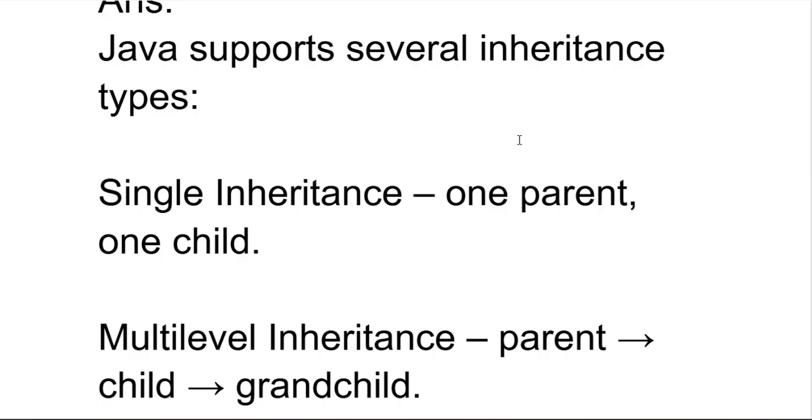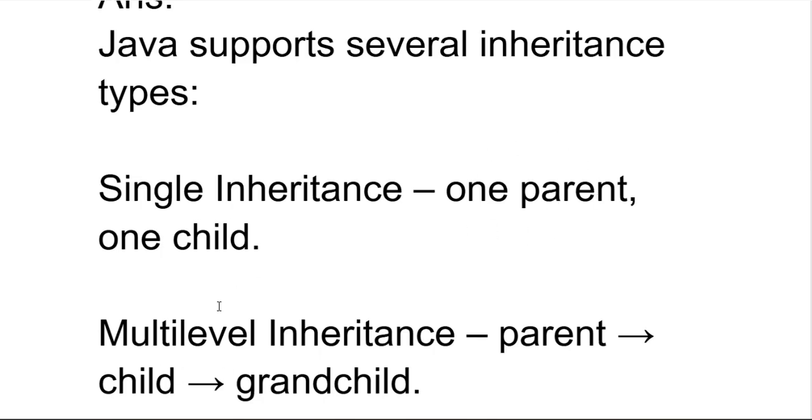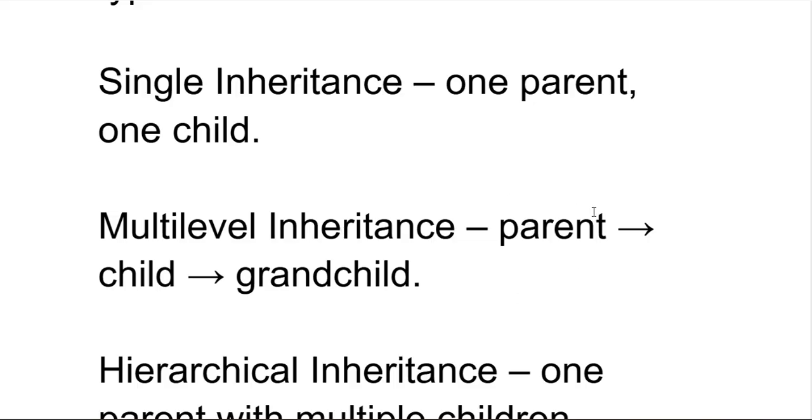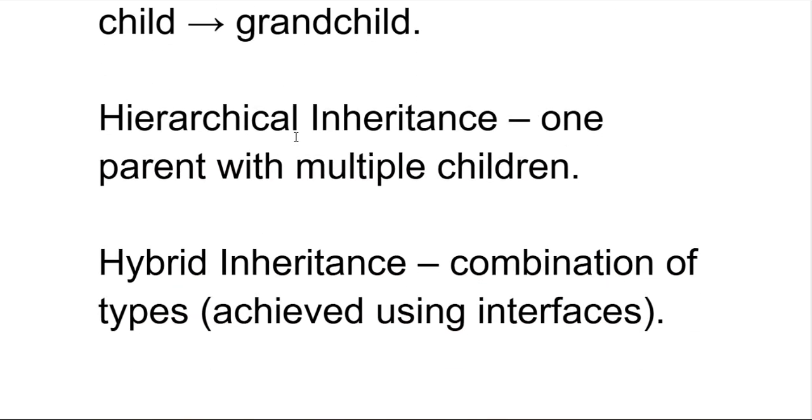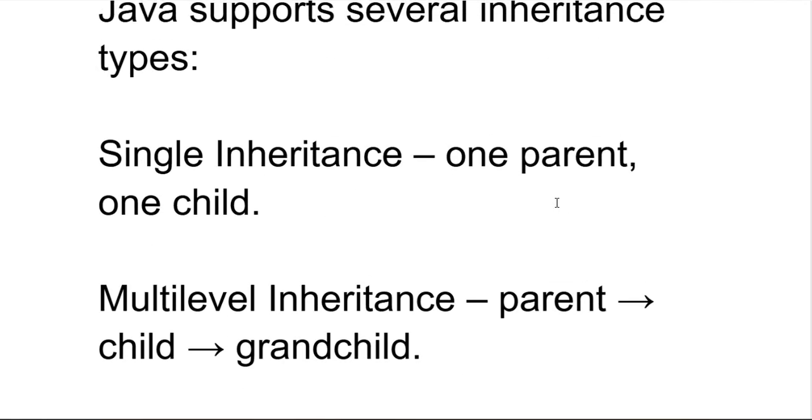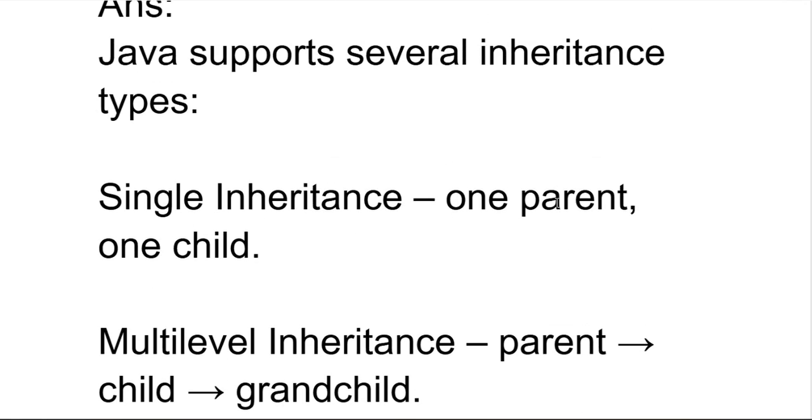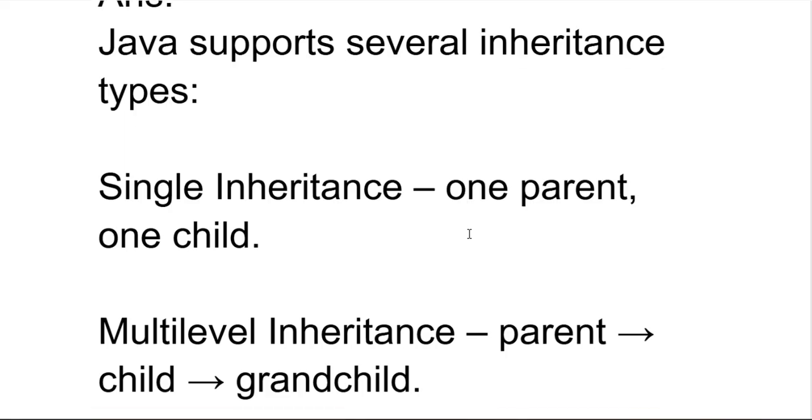Single inheritance means there will be one parent and one child. Multi-level inheritance means parent, then child, then grandchild. Hierarchical inheritance means one parent with multiple children. I would recommend you all to have a visual diagram. Just search in Google how Java inheritance types look, and go to the diagram section. Then watch the diagram. If you can't remember all this, just draw the diagram in your exam paper. It will be more than enough.